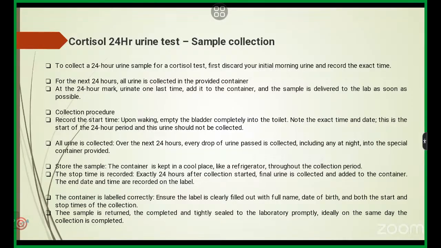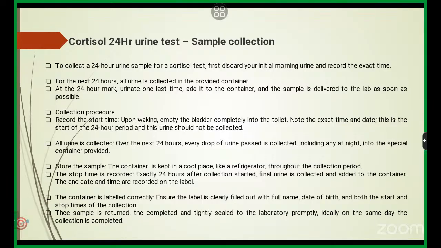So the sample collection begins in the morning with discarding the first morning urine sample and then collecting the rest for that 24 hours. Then at the 24-hour mark, the sample is collected and delivered to the lab as soon as possible.